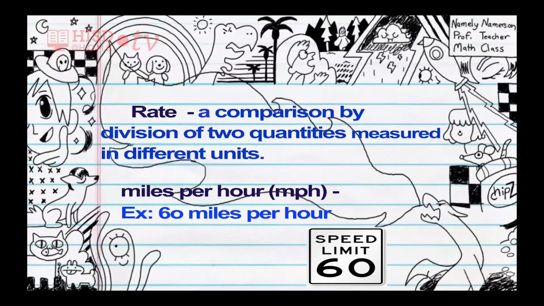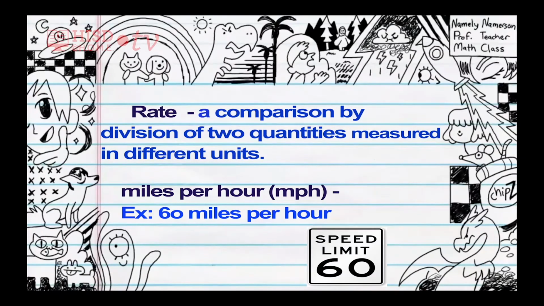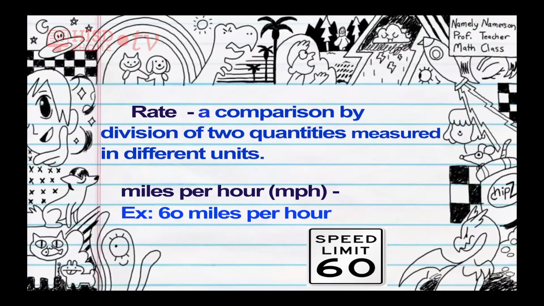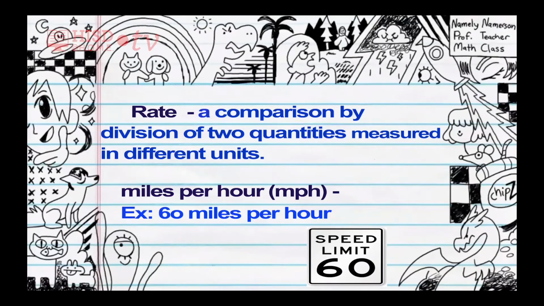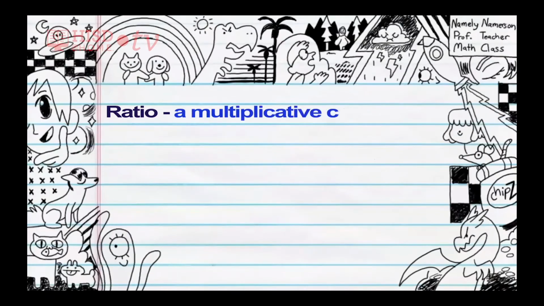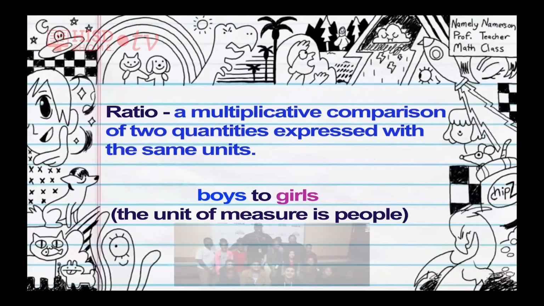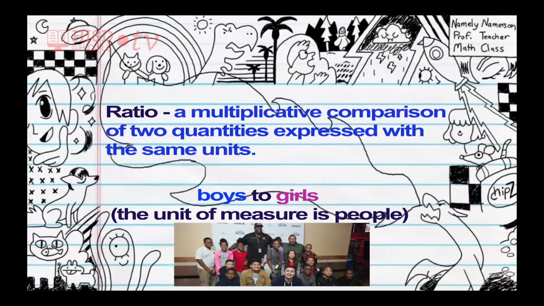Always notice the speed limit on the way to school. It's usually somewhere around 60 miles per hour, unless you're in the school zone. So miles per hour is the rate, the comparison of two different units. Ratio: a multiplicative comparison of two quantities expressed with the same units.